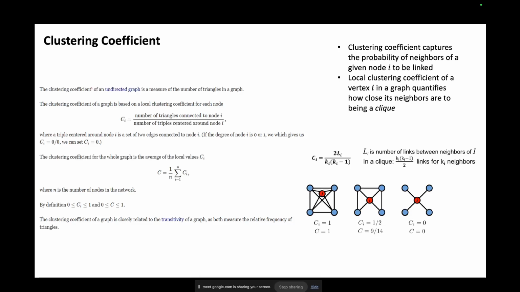Next, we come to another parameter by which we define a network, which is the clustering coefficient. The clustering coefficient of an undirected graph is a measure of the number of triangles in a graph. Now, what is a triangle? A triangle is three nodes which are interconnected. If you assume three nodes A, B, and C, A is connected to B, B is connected to C, C is connected to A. That is a triangle inside a network.